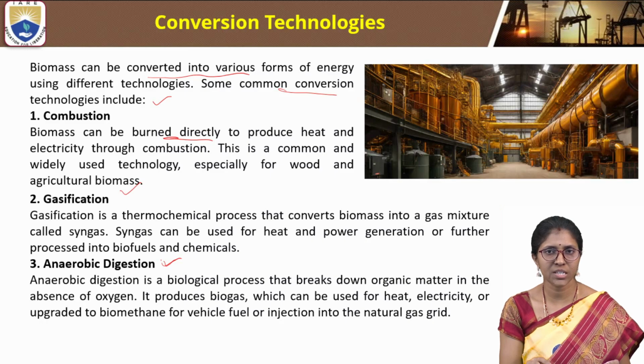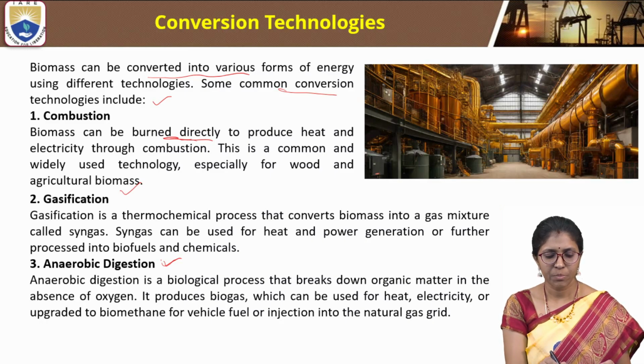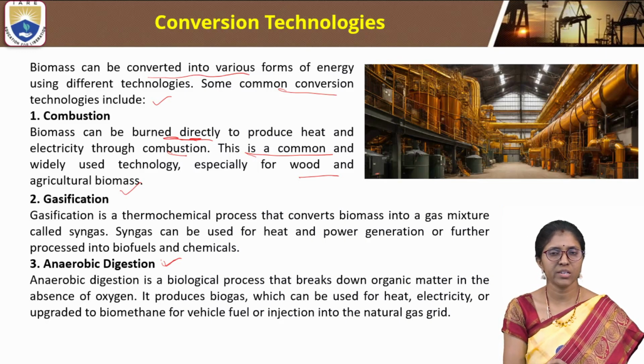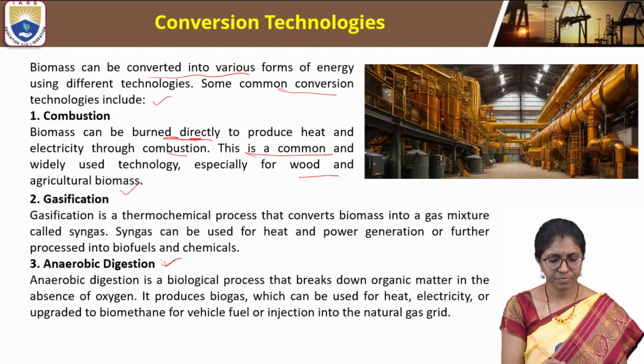First, combustion. Biomass can be burned directly to produce heat and electricity through combustion. Here the biomass is directly burned in the presence of oxygen, and that is called combustion. This is a common and widely used technology, especially for wood and agriculture biomass.